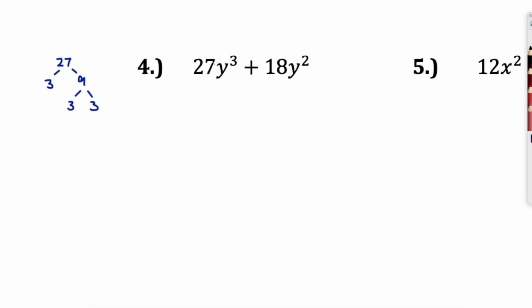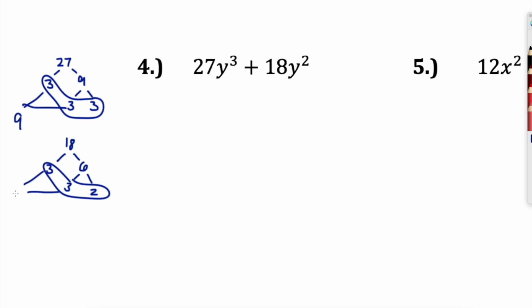So here's my factor tree for 27. My prime numbers here on the left, my factors 3 and 9, and then 9 is 3 and 3. So here are my factors of 27, and then if I do 18, I've got 3 and 6, and I could do 3 and 2, and you could see here are my factors. So my common factors are 3 and 3, so that's 9. This 27 is 9 times 3, and 18 is 9 times 2.